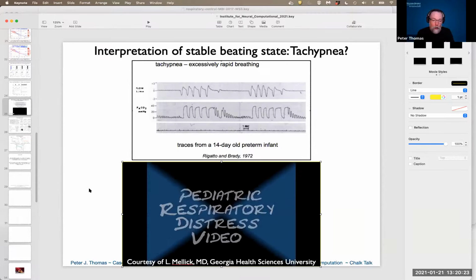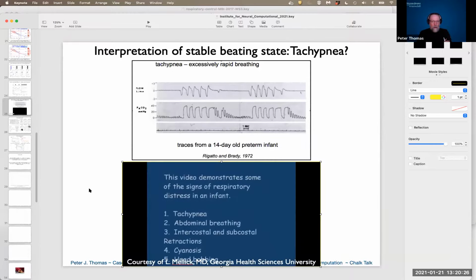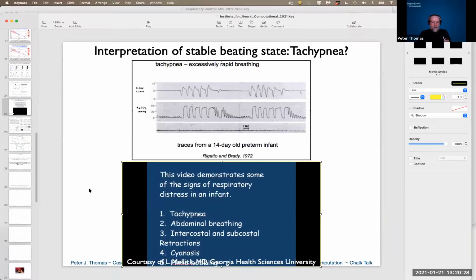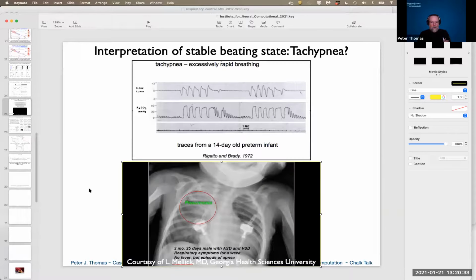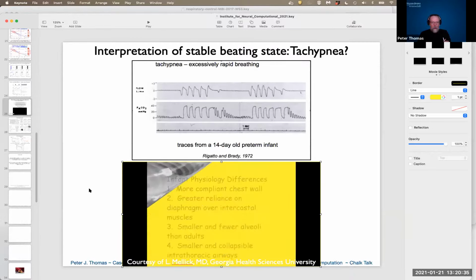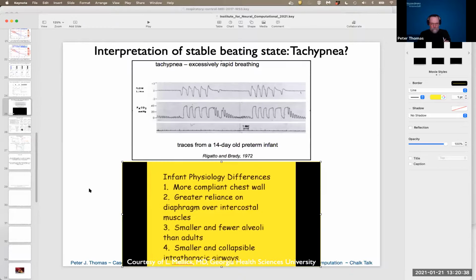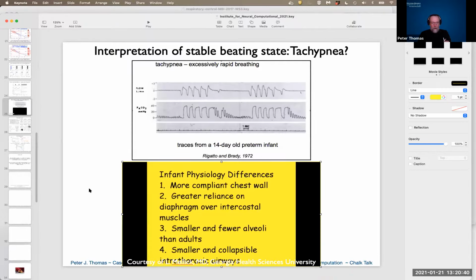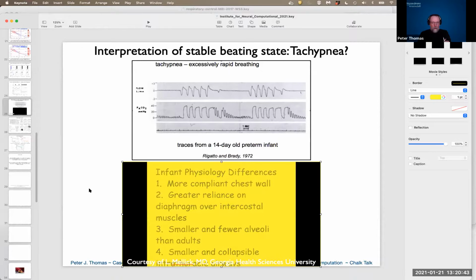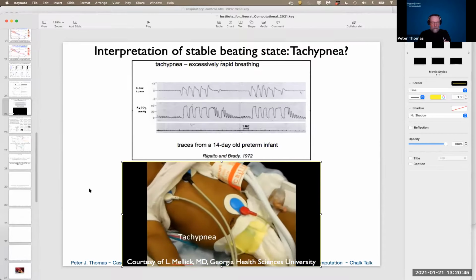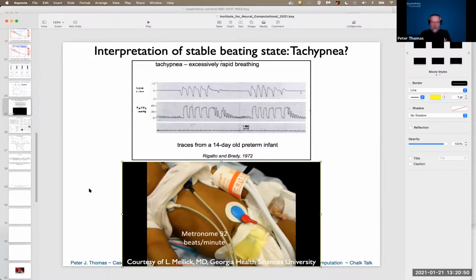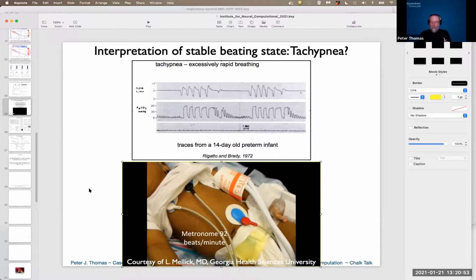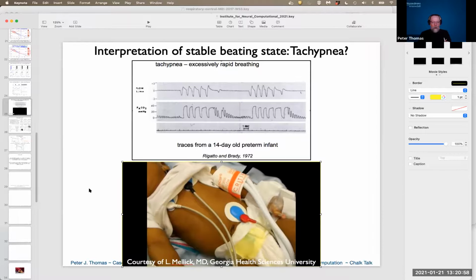This is a training video. It might be 3 minutes long. This video demonstrates some of the signs of respiratory distress in an infant, including tachypnea. So this was a patient with pneumonia. And what you'll see here is the rapid shallow breathing. So 92 breaths per minute is quite large, even for an infant.